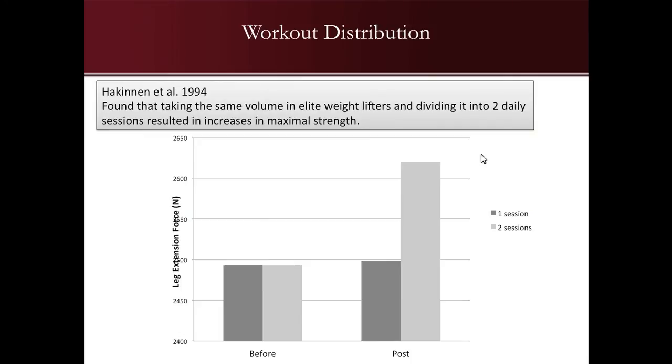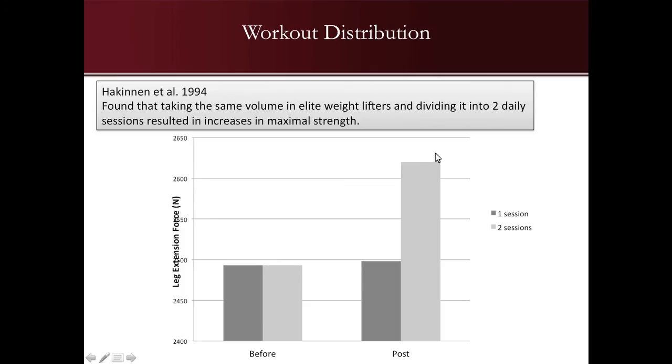Next thing I'm going to talk about is frequency and workout distribution. Hakkinen did a study where they took high-level elite weightlifters and followed them for 6 weeks of their training. They had them do one session a day, and comparing strength before and after, there were no gains. That's not surprising because these were elite athletes. They then took that same training volume, say 10 sets of bench press, and divided it into morning and night: 5 in the morning, 5 at night. And look what happened. They made big-time gains in strength and hypertrophy.